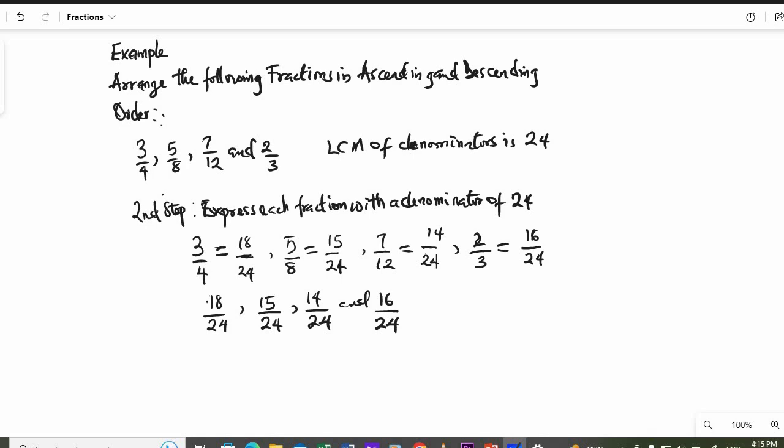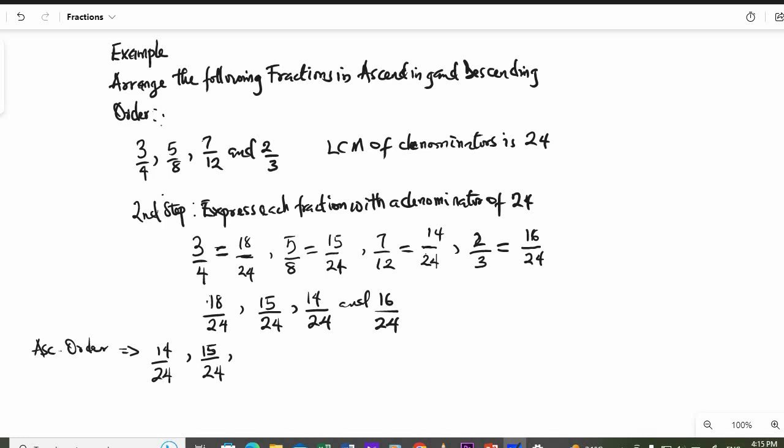So to arrange them in ascending order, which we know is what? The smallest to the biggest. The smallest number here is what? 14. So we'll start with 14 over 24. That's the smallest numerator. And then the second smallest, or the biggest after 14, is 15. So we'll say 15 over 24.